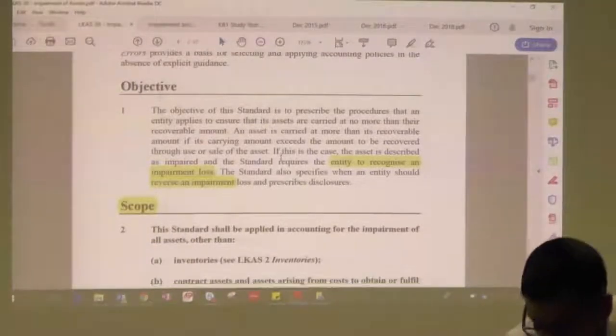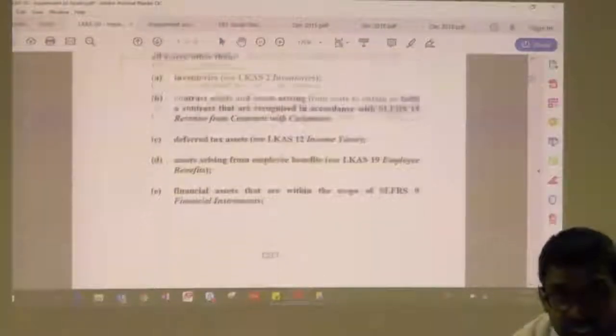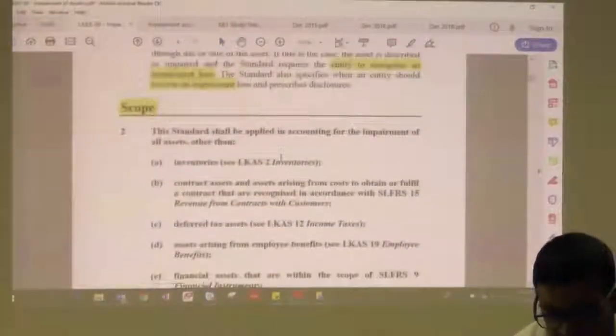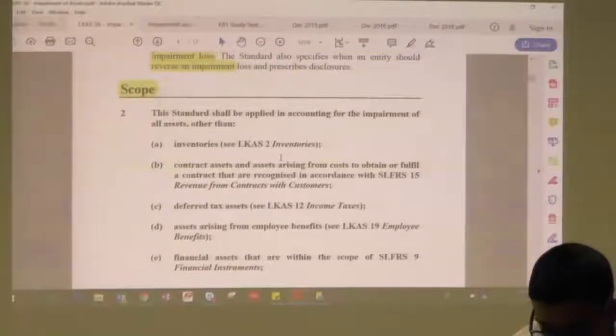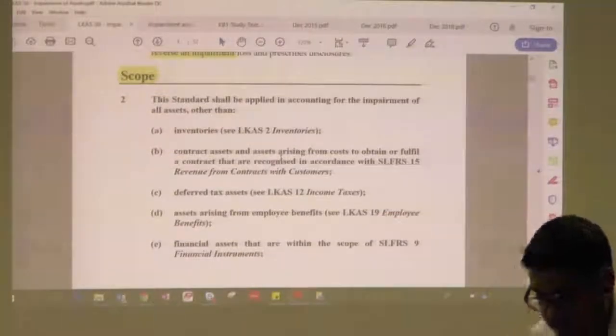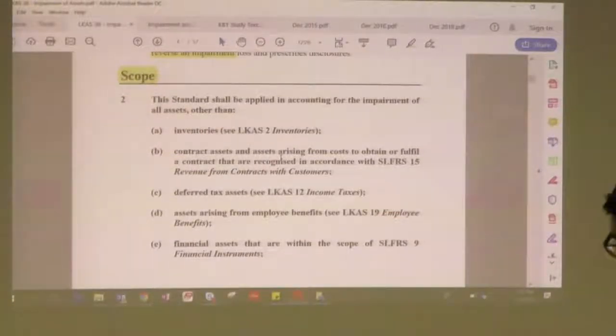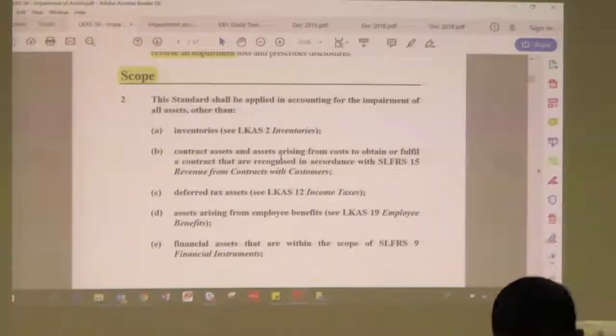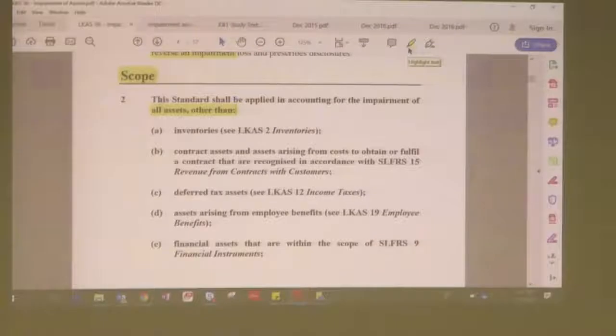Fine. So scope is very much important. Highlight it and put three star marks if you want. Why? I will explain. This standard shall be applied in accounting for impairment of all assets other than, underline the words, all assets other than. This is much more important. Highlight it, right? All assets other than these: inventories, LKAS 2, and SLFRS 15, revenue from contracts with customers.